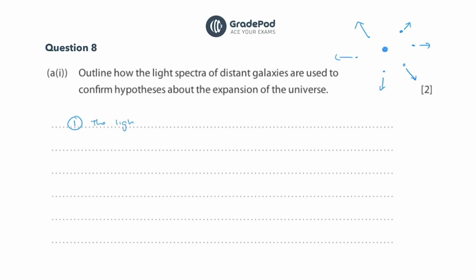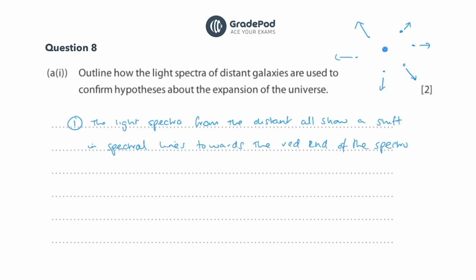The light spectra from the distant galaxies all show a shift in spectral lines towards the red end of the spectrum. 2. This shift suggests they are all moving away and the universe is expanding.